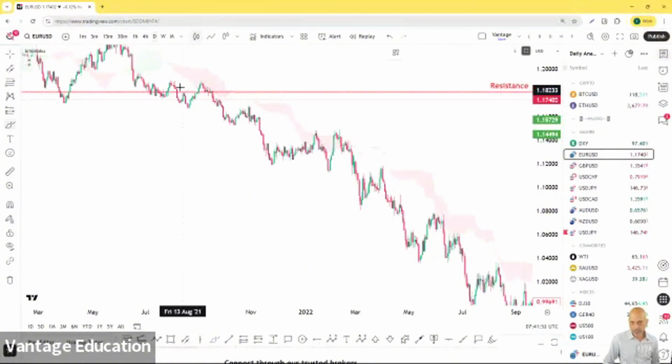And the second resistance is this multi-swing high resistance at 1.1890. Very clear multi-swing high resistance. First swing high formed in July of 2021, second swing high formed in early September 2021.